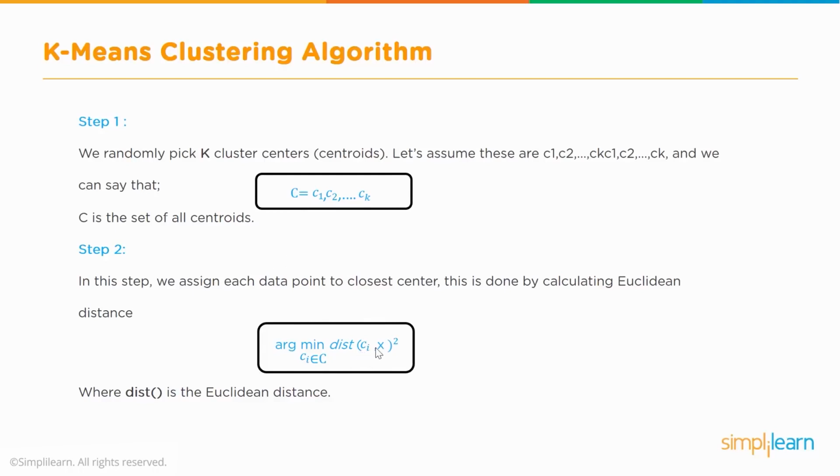Then we go next to x2 and find the distance of x2 from c1, x2 from c2, x2 from c3, and so on up to ck, and then assign it to the centroid which has the lowest value, and so on. So that's step number 2.